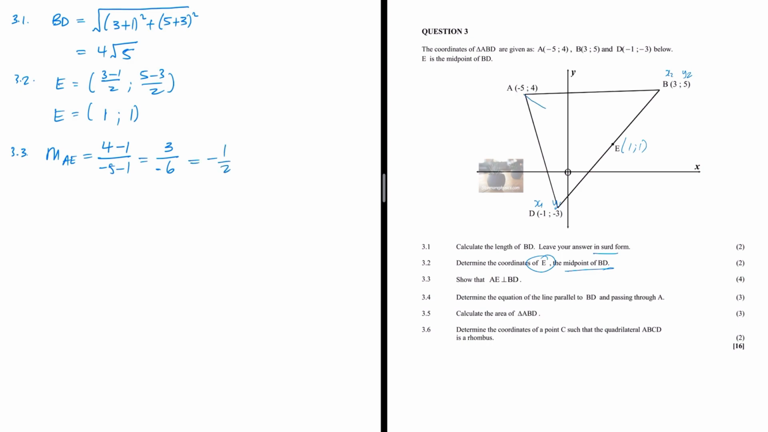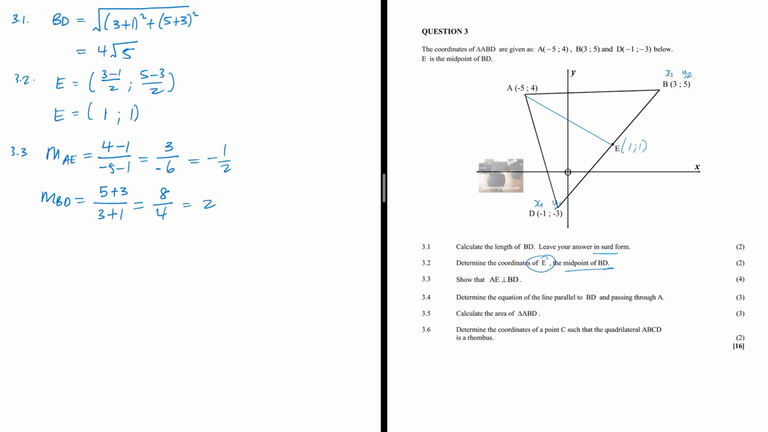AE is this line right here. I should have drawn it in. Anyway, now let's work out the gradient of BD. So the gradient of BD is going to equal 5 plus 3 divided by 3 minus 1. So that's going to equal 5 plus 3 is 8 over 3 plus 1 is 4, and that's 2.